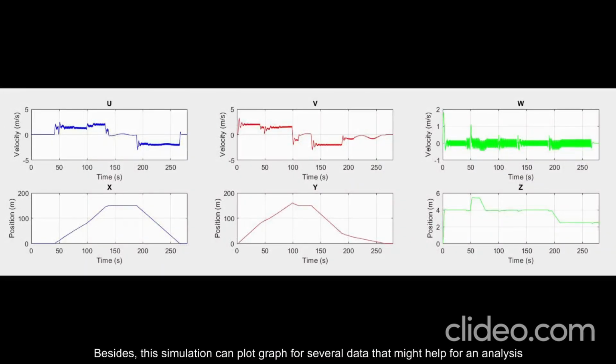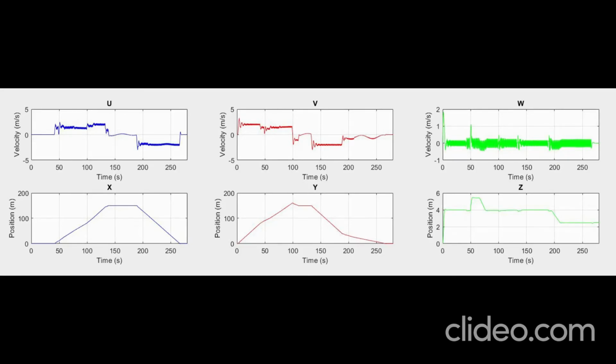The first row is the velocity for each axis, while the second row is the position of the drone at a certain time. The first column is for the x-axis, the second column is for the y-axis, and the third is for the z-axis. As you can see, the velocity for column 1, which is for the x-axis, is 0.